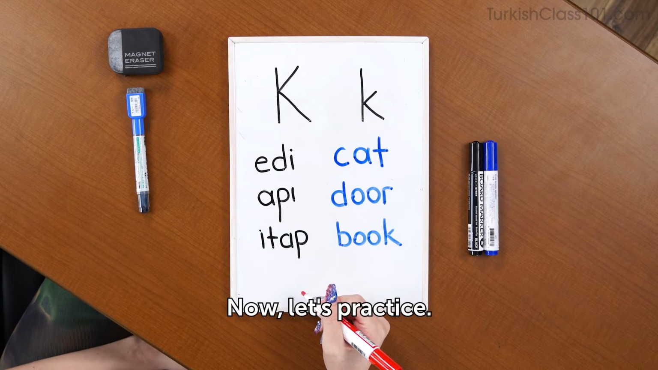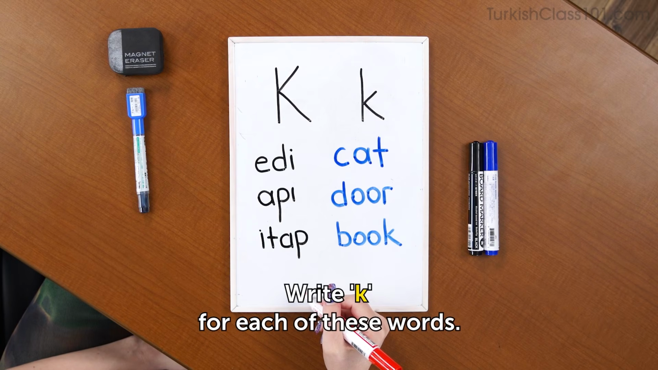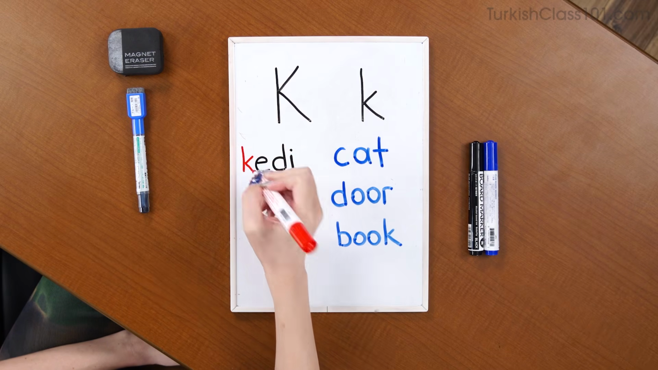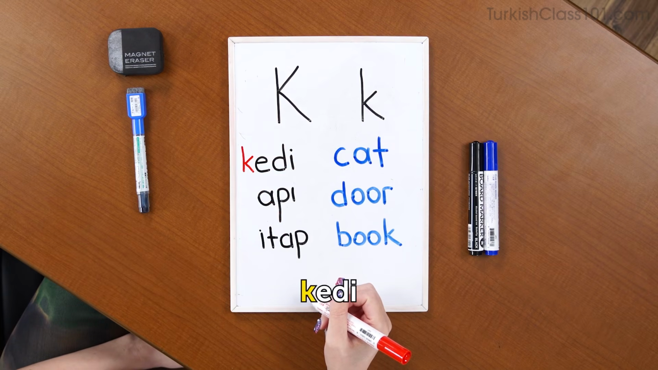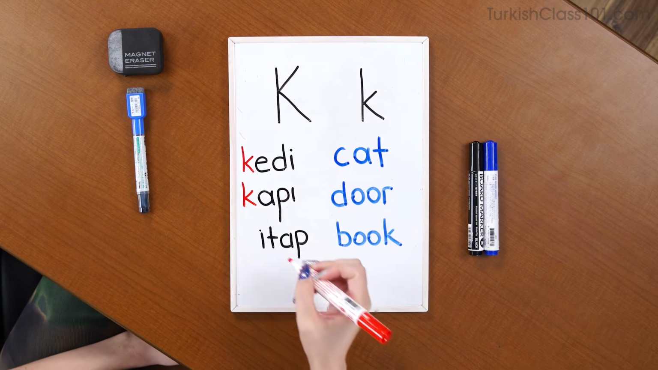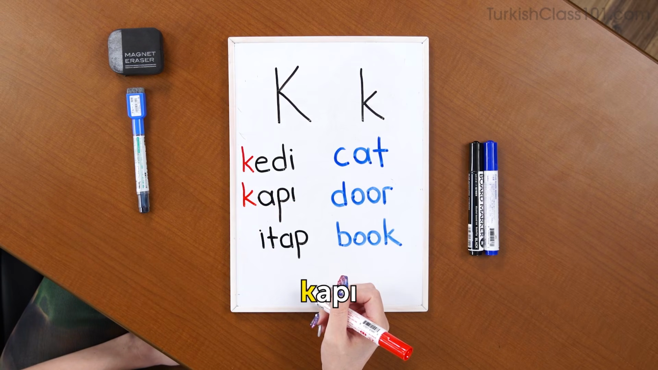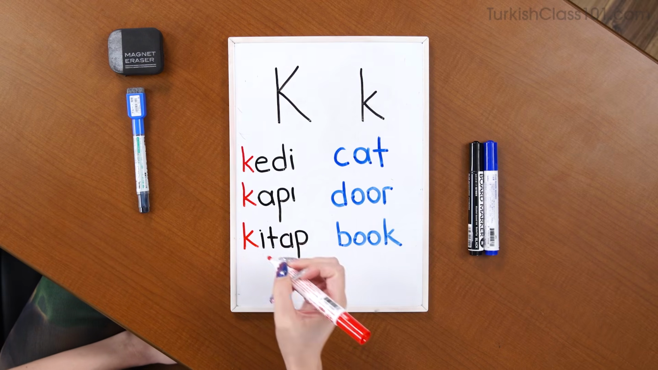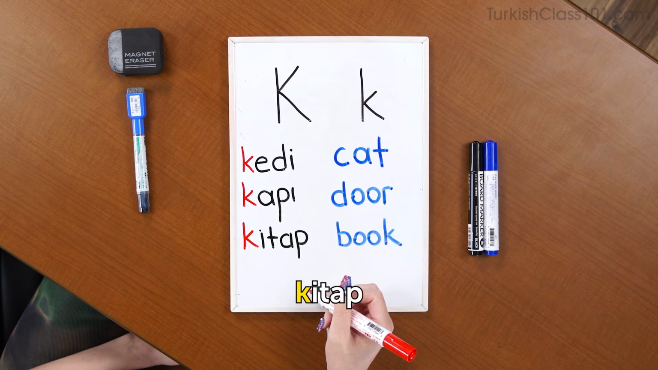Now let's practice. Write K for each of these words. Kedi. Cat. Kapı. Door. Kitap. Book.